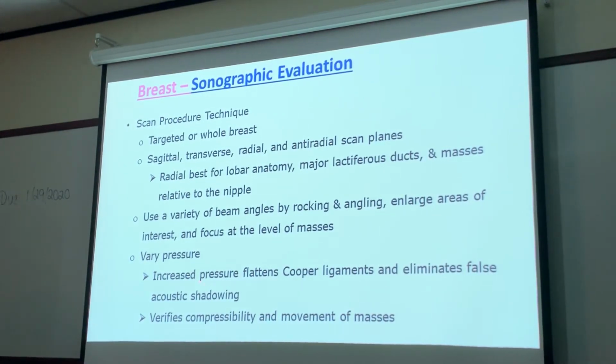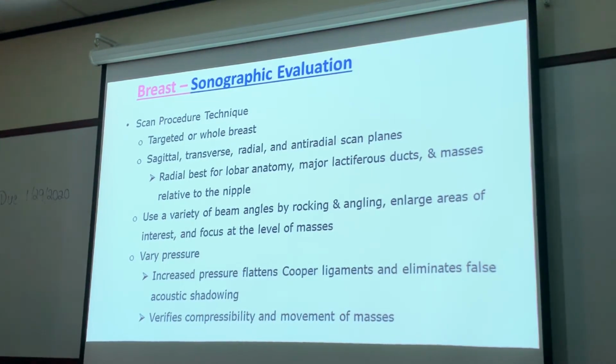Okay, vary the pressure. Increased pressure flattens the Cooper ligaments, which can prohibit visualization. It eliminates the false occlusive shadowing, and varies compressibility and movement of masses. That's super important, that you know if a mass is compressible or not.